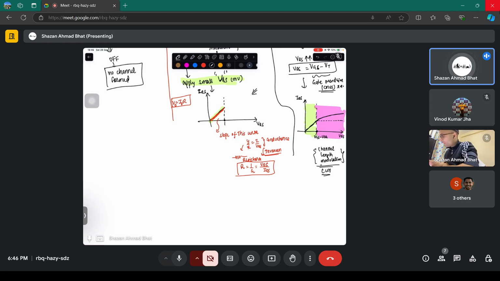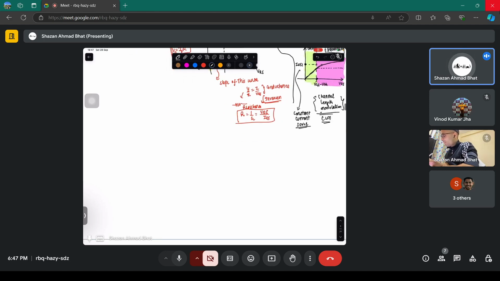So that's why this region is called the ohmic region. This is called the saturation region. And in the saturation region, you have one advantage that the current stays constant. Let's call it IDS1. So that's why it's used as a constant current source.